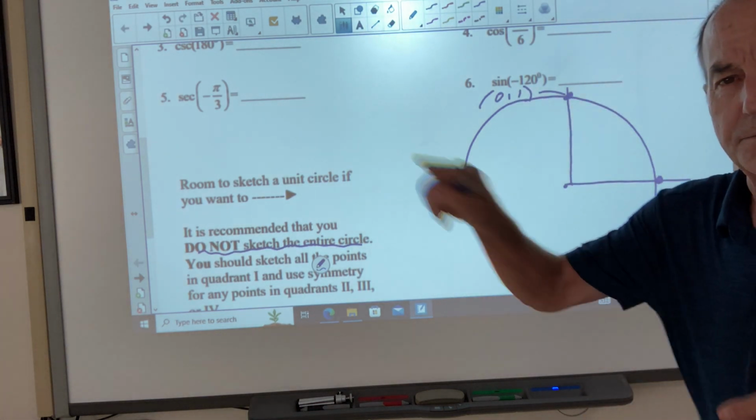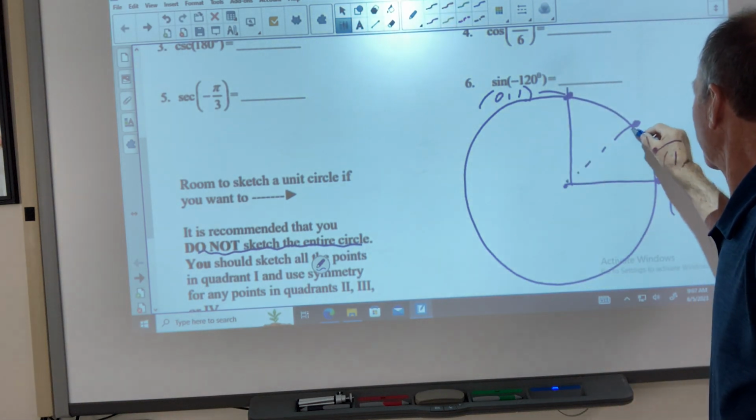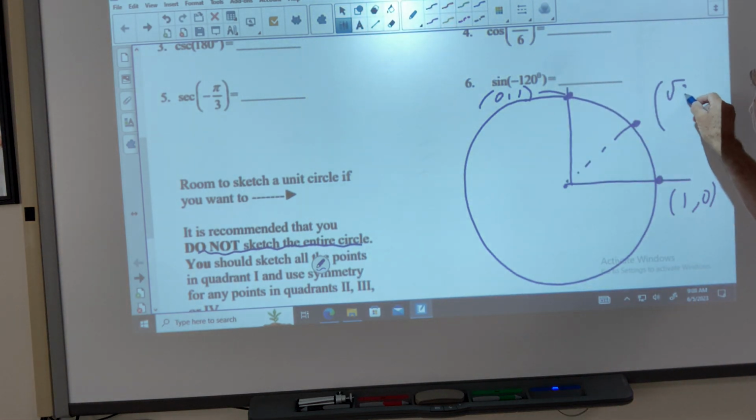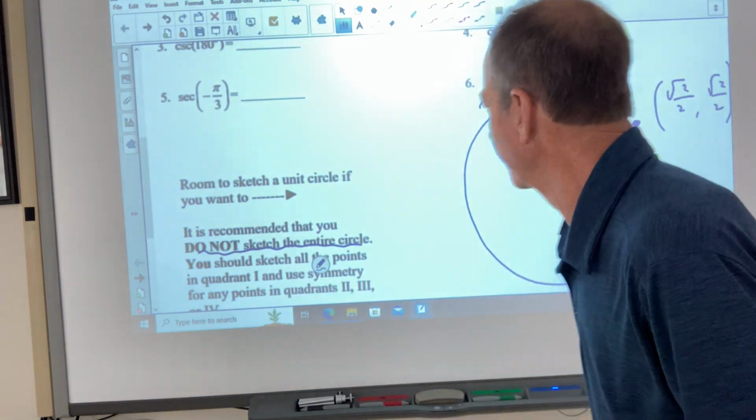Okay, the 45-degree line where the y and the x are the same. So here, x and y are both the same. They happen to be the square root of 2 over 2 and the square root of 2 over 2. So that's for 45 degrees or pi over 4, you should be able to convert.